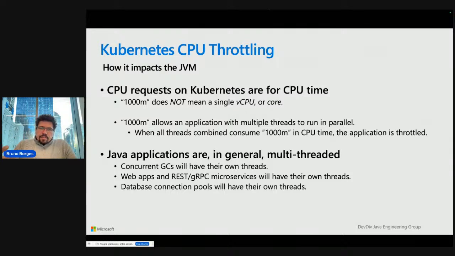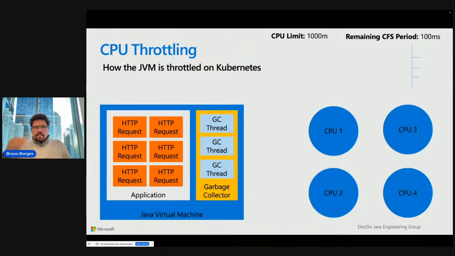If your application is a Spring app, you're going to have multiple threads inside. Luckily, the JVM manages that for you. But the reality is, with a 1,000 millicore limit, and the CPU period on Kubernetes averaging 100 milliseconds, those 1,000 millicores will be consumed faster than the 100 millisecond period. So how do we visualize that?